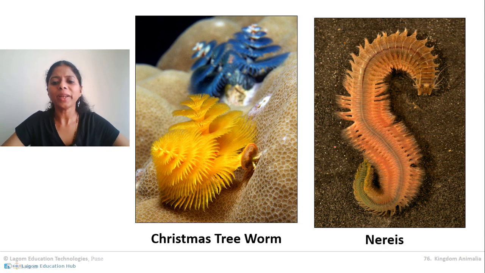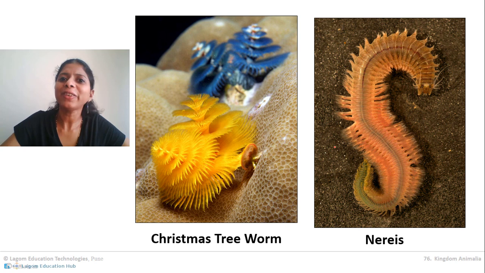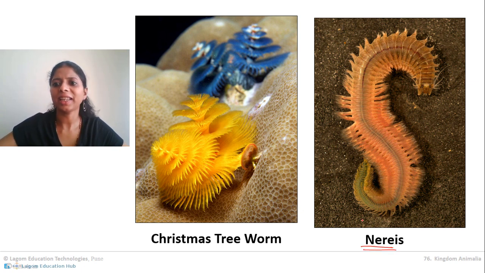So these are two examples of Annelida, which are a little different from the earthworm and the leech. Now when we consider this example, this is Nereis. Nereis is a little bit different animal than all other Annelida. This Nereis is basically a marine animal.